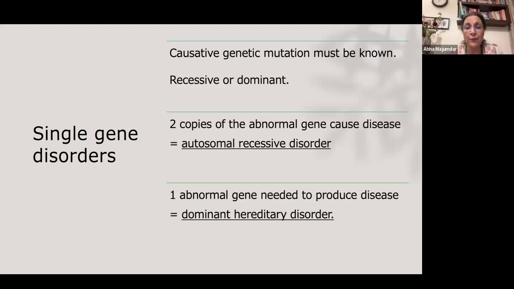Now, when only one abnormal gene is needed to produce the disease, it is a dominant hereditary disorder. It is autosomal or sex-linked, but it is a dominant hereditary disorder. Now, either we have autosomes on which these genes are there, or we have the X chromosome on which genetic mutations happen. They don't happen on the Y chromosome. So Y is out of everything.